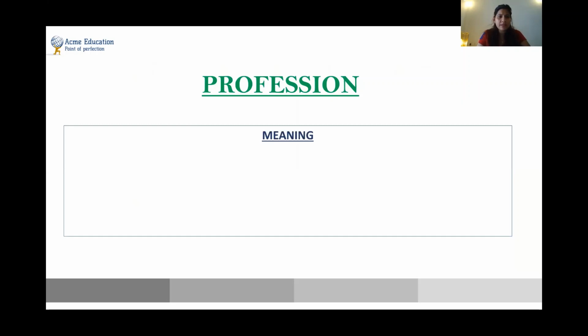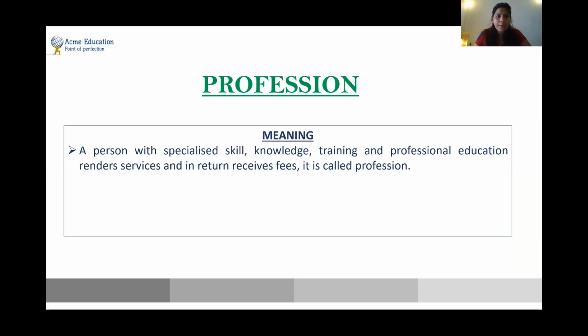Moving to the next topic, which is: what do you mean by a profession? Let's start with the meaning. A person with specialized skill, knowledge, training, and professional education renders services and in return receives fees, which is called a profession. So to become a professional person, you need to have specialized skill, knowledge, training and professional education, and what you receive in return is called fees.